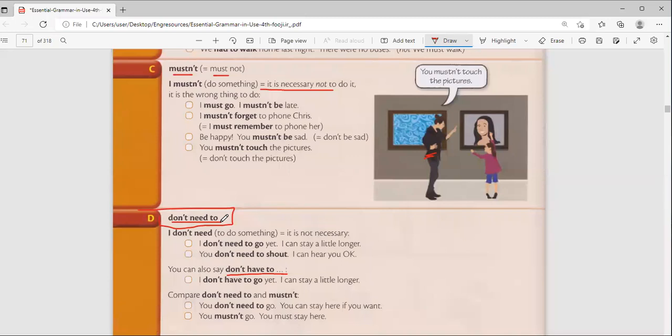So is a laptop a must for this class? No. You don't need to use a laptop. But if you have one, it's fine. But it's not necessary because you can still use your phone. You don't need to.